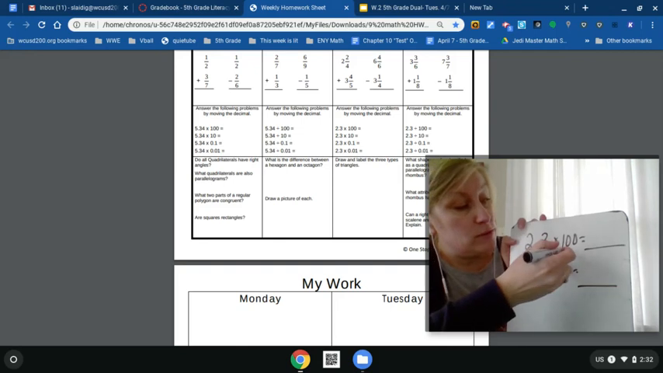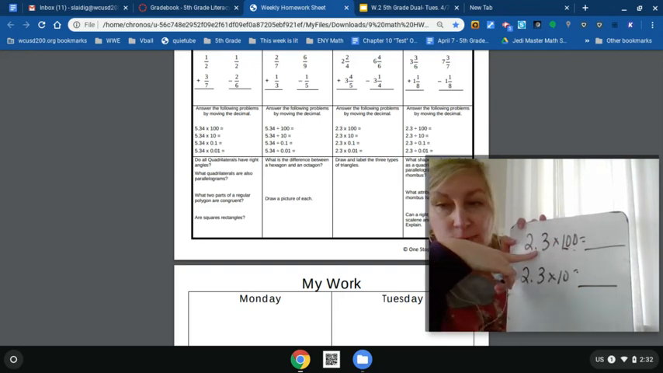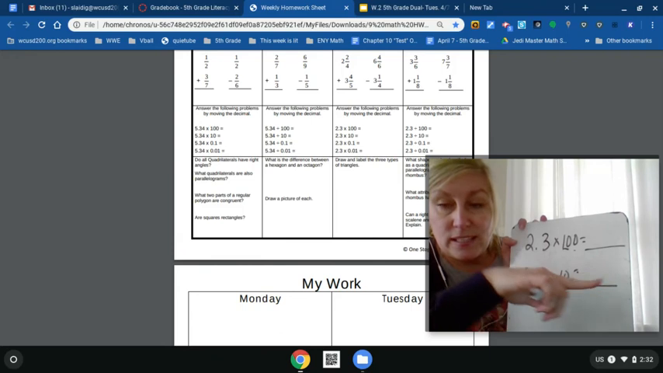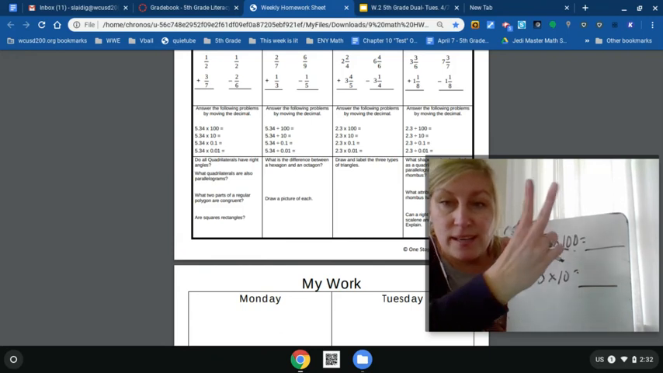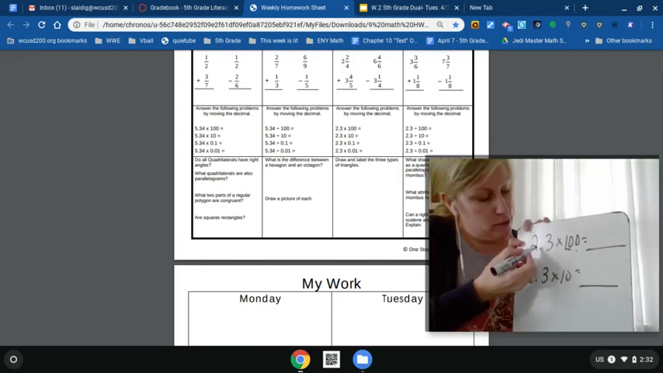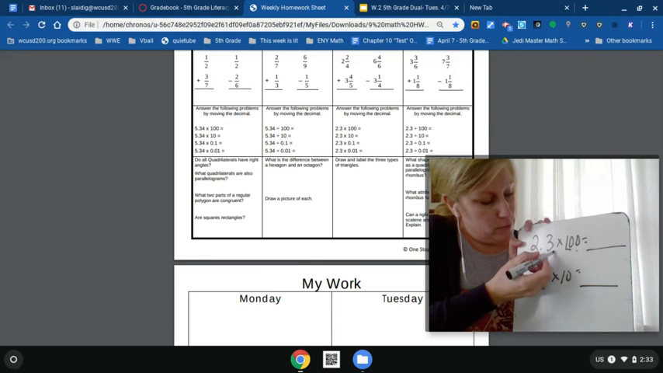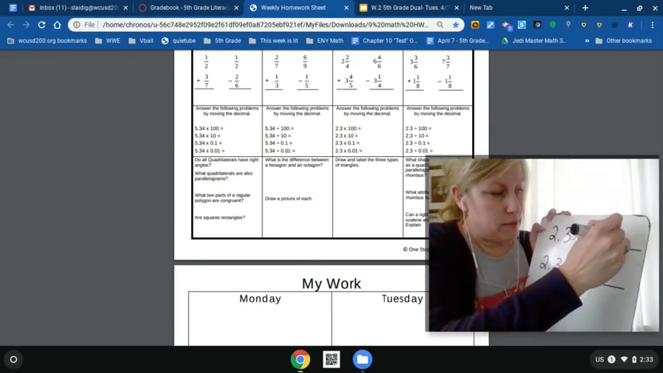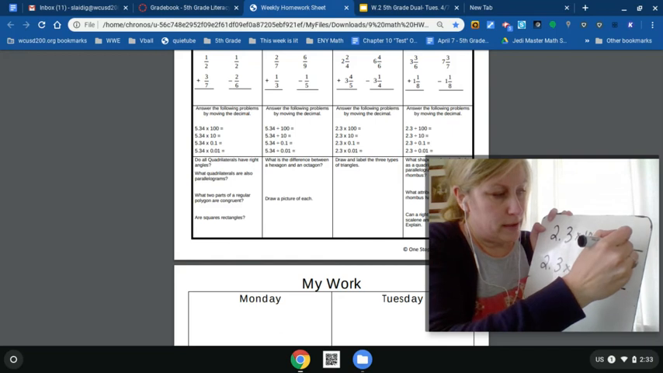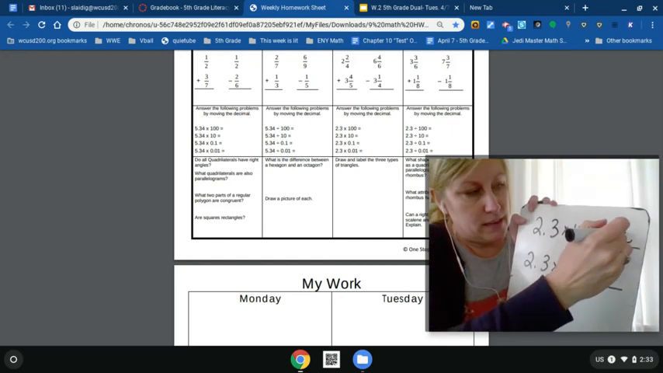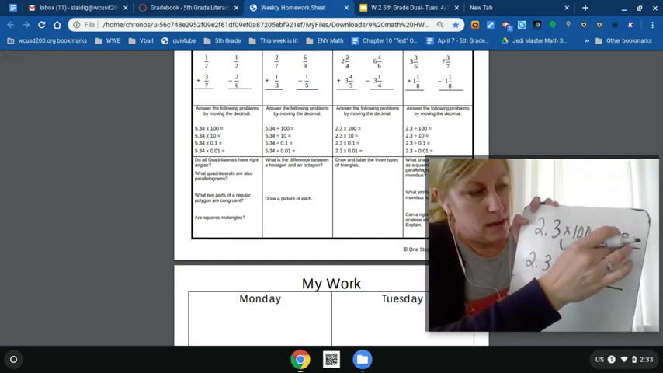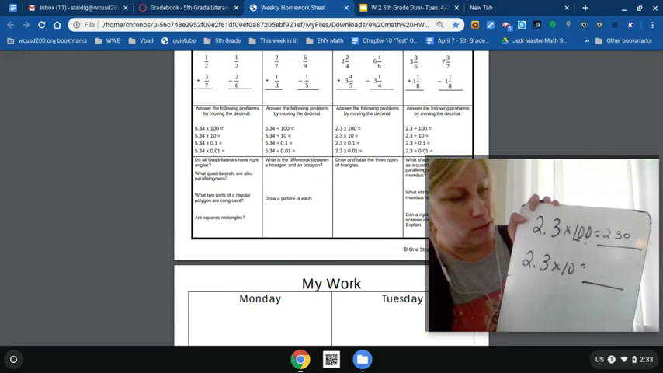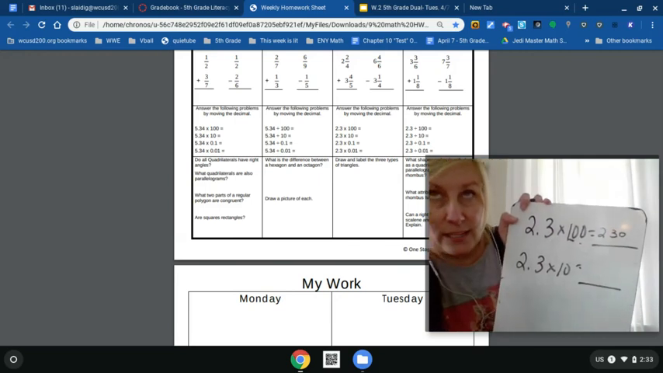100 has two zeros in it, so that tells you to take that decimal and move it to the right to make it bigger. Move it to the right twice because there's two zeros. So not 2.3, not 23, but add another one. So it was 2.3. Move it twice. So that empty spot there, I need to make into a zero. And now we get 230. So that's the answer for that one.